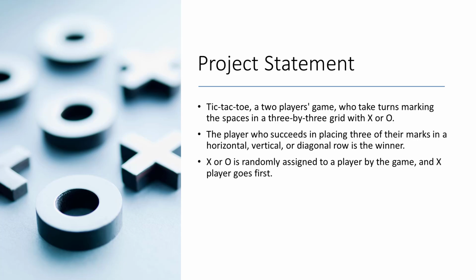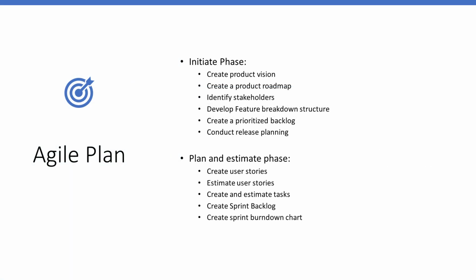Let's apply what we learned and create an Agile project plan. Let's review Agile project planning tools associated with each phase of the project. In the initiation phase, you will need to create a product vision, create a product roadmap, identify stakeholders, develop a feature breakdown structure, create a prioritized backlog, and conduct release planning.